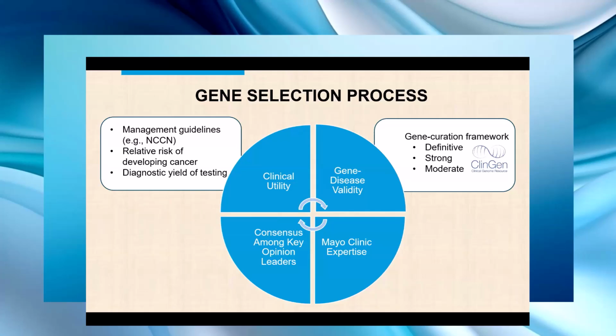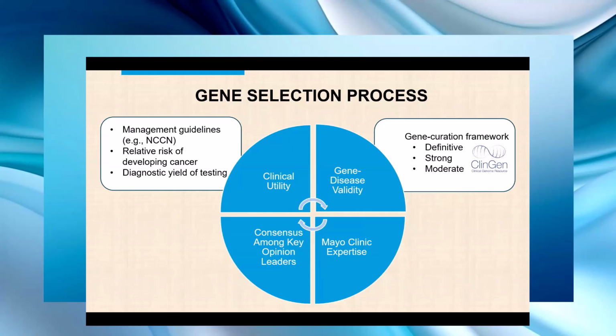But of course, the consensus among the key opinion leaders, like the ASCO guidelines, which are published here, is part of that decision making when we're bringing up a certain assay in the laboratory and deciding which genes should be unmasked from the testing technology. But we're also doing a manual review by our experts in the laboratory to understand the clinical utility, basing that off some of the management guidelines which exist, as well as publications and literature which highlight the relative risk of developing cancer, and then also our testing technology and what the diagnostic yield is.